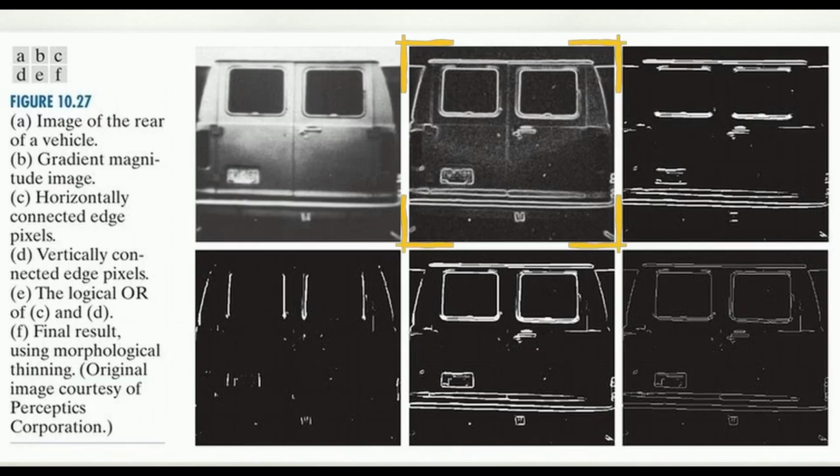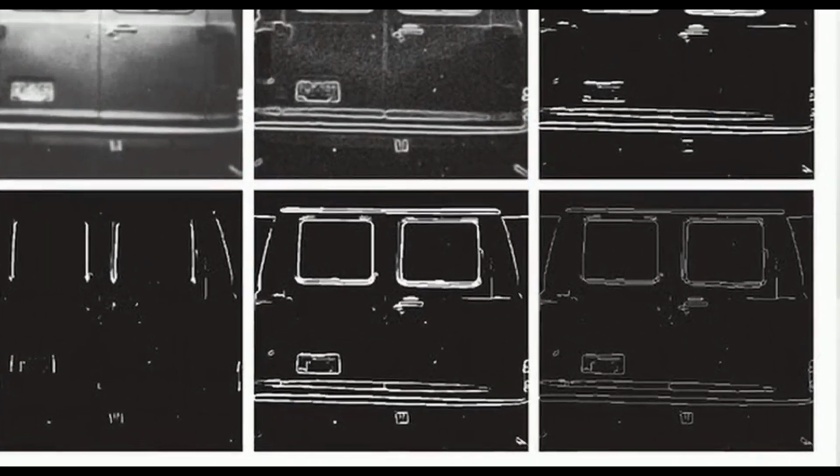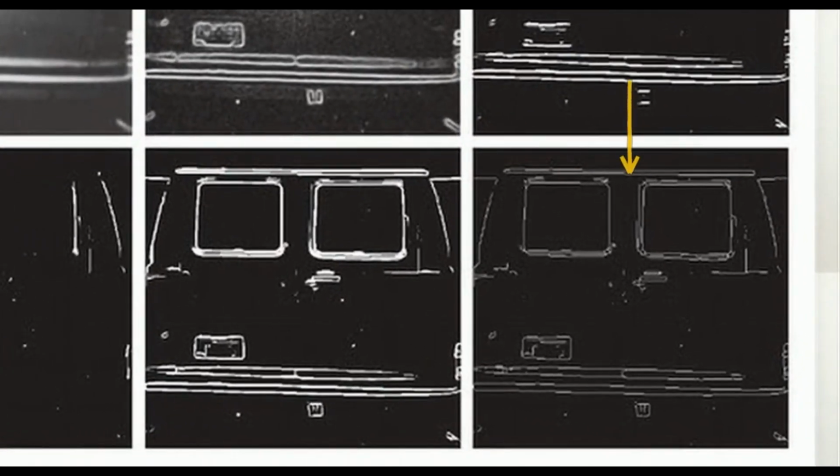Panel B shows the raw gradient image. Horizontal lines across the roof and bumper are noisy and broken. Moving to panels E and F, logical operations and morphological thinning connect the disjointed fragments, resulting in unbroken geometric lines.